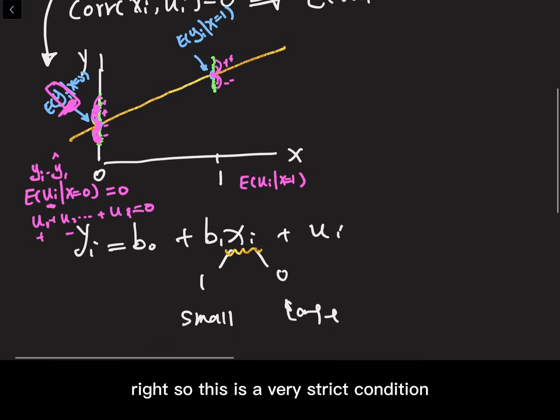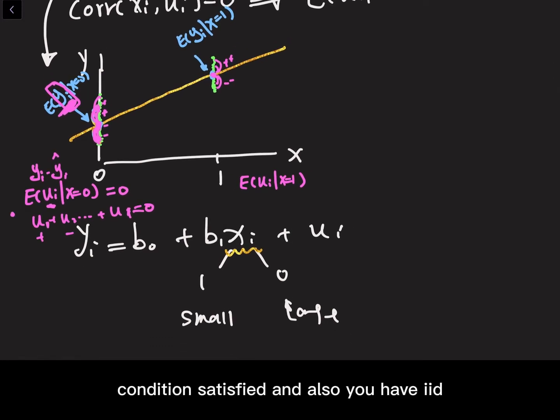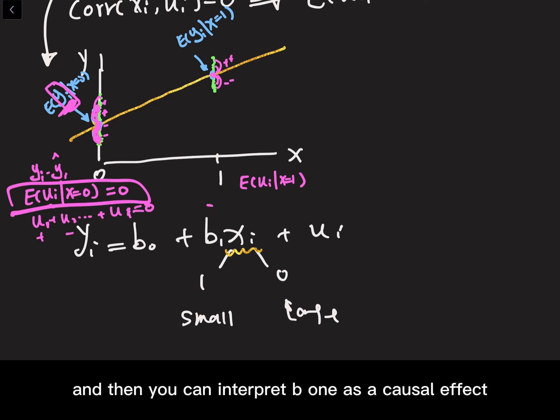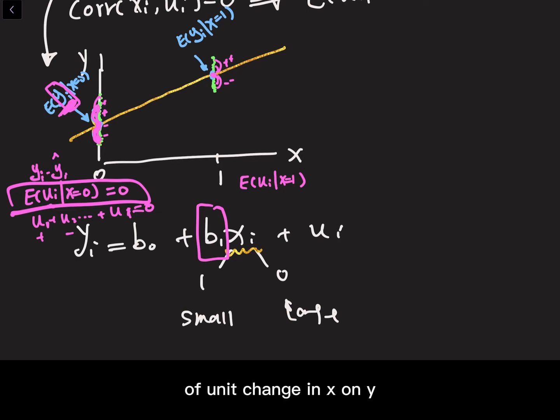So this is a very strict condition. If you have this condition satisfied, and also you have IID and no extreme outliers, and if you have multiple regressors there is no multicollinearity, then you can interpret B1 as a causal effect of a unit change in x on y. B1 will have a causal interpretation, so you can establish this causal relationship.